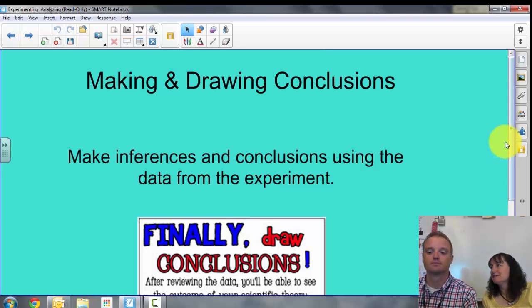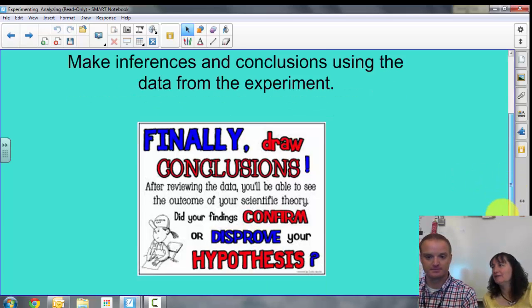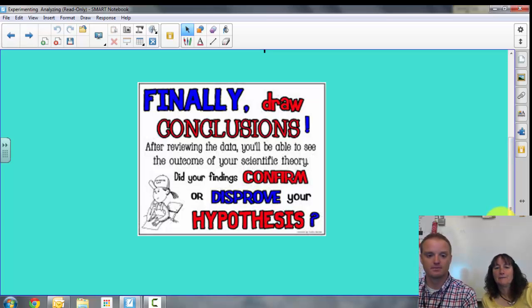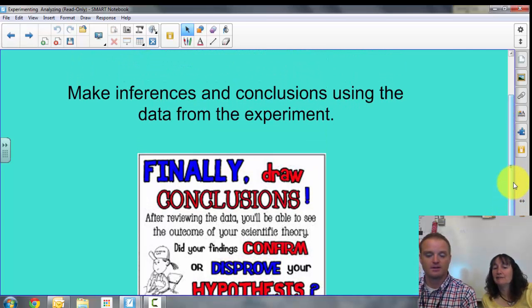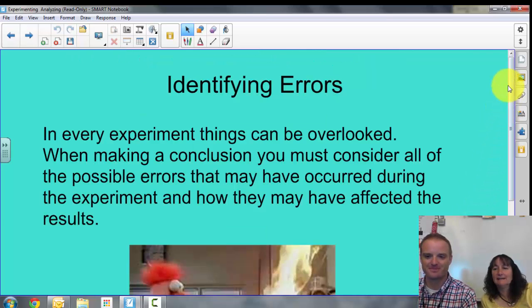So here's where the inferences come in again. In analyzing the data, you take those literal numbers, look at what they mean, and then you make inferences on what that data is. You have to find out if that's going to confirm or disprove the hypothesis that you made at the beginning of the experiment. And it's okay if your hypothesis is disproven. Everyone freaks out, but it happens all the time. That's the whole part of experimenting.